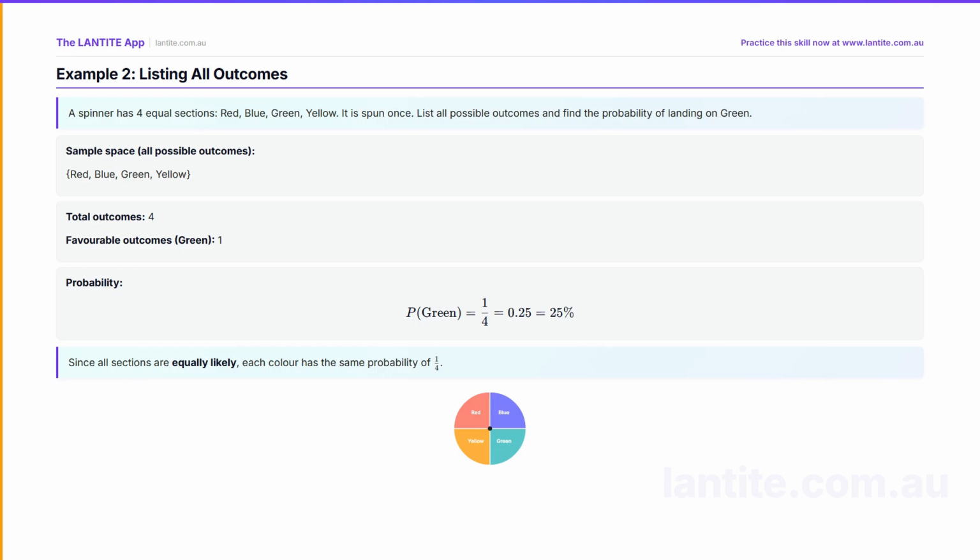When the question says list all outcomes, write them out as a set. Here, a spinner has 4 equal sections, so the sample space is red, blue, green, yellow. Since all sections are equal, each has a probability of 1/4. The probability of landing on green is 1 out of 4, or 0.25, or 25%. When outcomes are equally likely, probability is simply 1 divided by the number of outcomes.